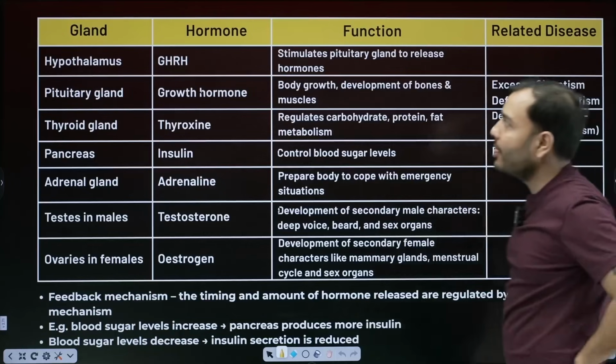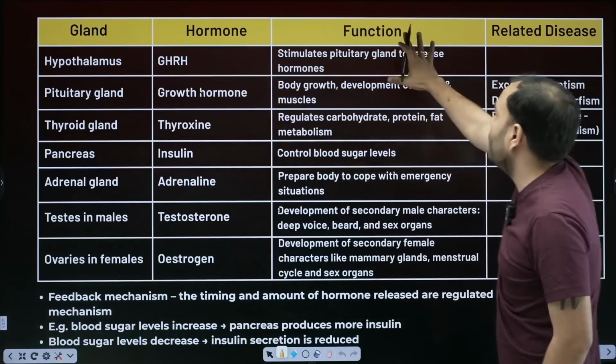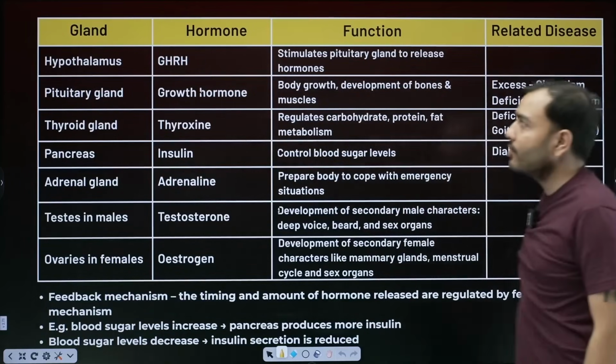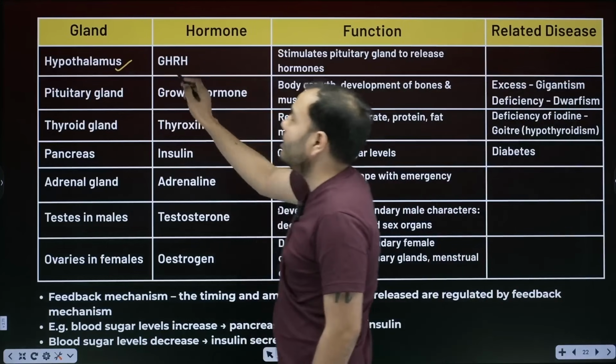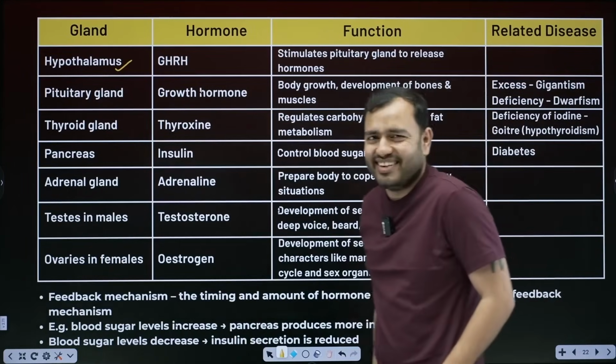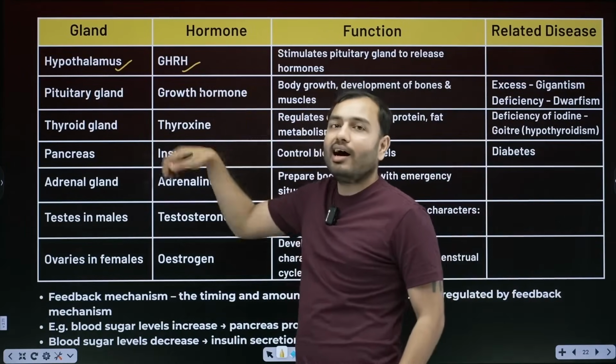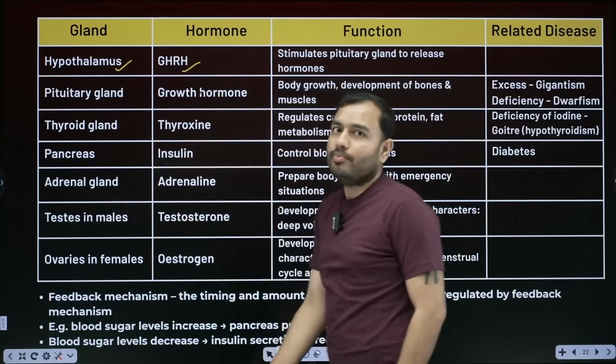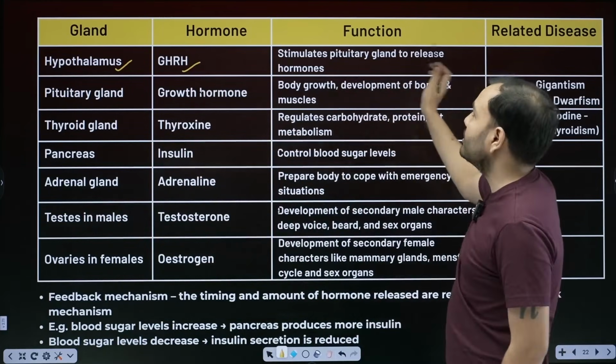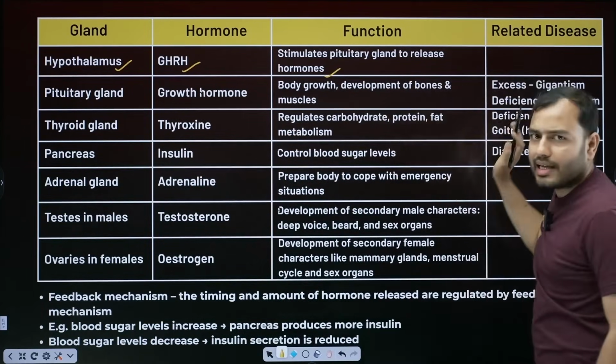Come on, let's revise it. So there is the gland, here is the hormone, here is its function, and here is the related disease. First, what does the hypothalamus release? GHRH, growth hormone releasing hormone. What is its function? It stimulates the pituitary gland to release growth hormone. No diseases attached to this one.